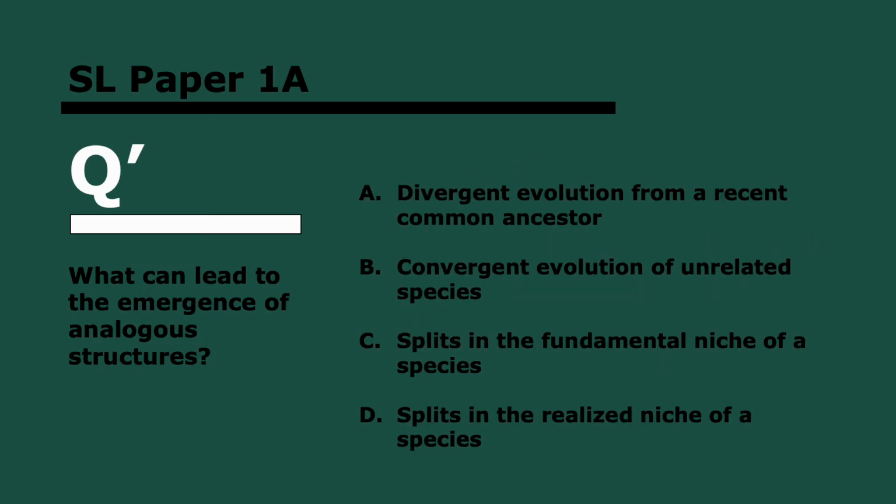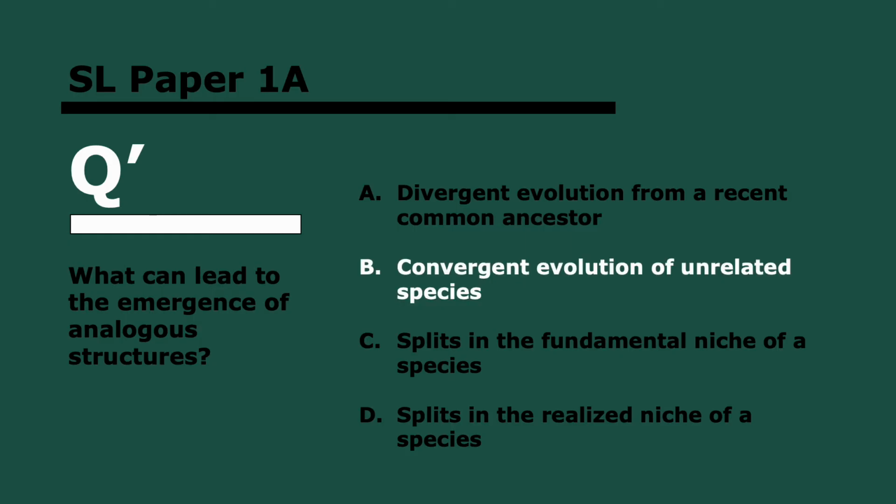The next question is, what can lead to the emergence of analogous structures? Now, you need to remember what an analogous structure is for this, unfortunately, but hopefully you do. And 1, 2, and 3. The answer is B. Why? Well, C and D make no sense. I definitely recommend, when looking at these questions and practicing, try and discard the ones that don't make sense first.